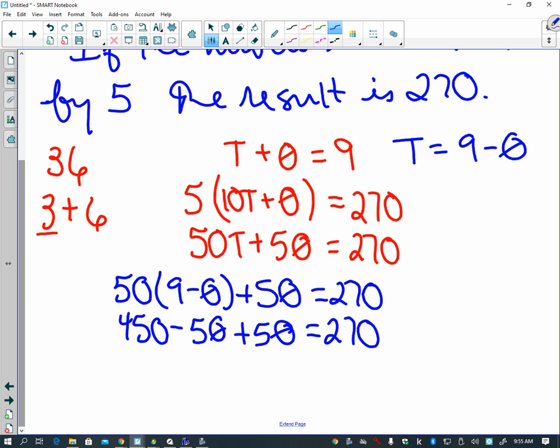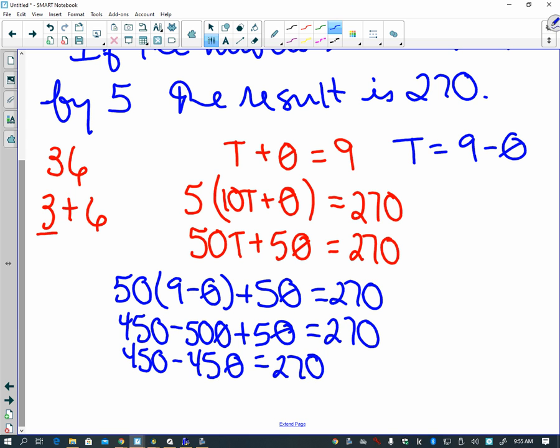Okay, combine, oh, this is a 50O, right? Not, okay. I was like, they're going to cancel out. 50O. Okay, combine like terms, so I wind up with what, negative 45O? 450 minus 45O equals 270.